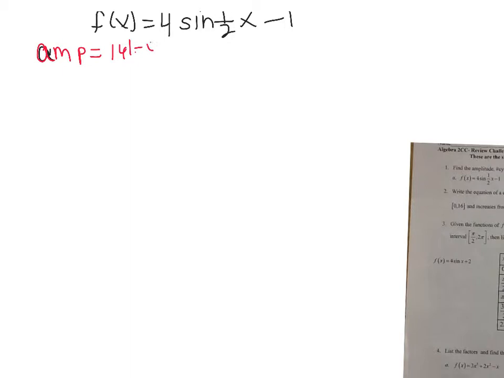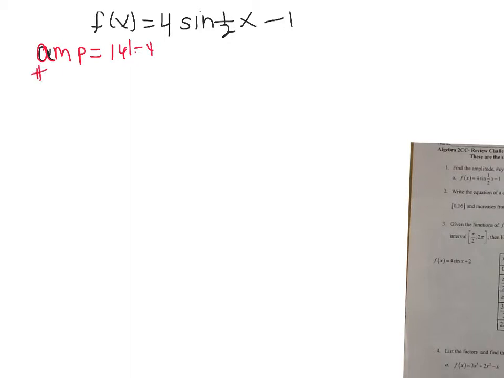Okay, so I have the equation f of x is equal to 4 sine 1/2 x minus 1. So let's write down our information. I'm going to write it right down here. So we have the amplitude is equal to the absolute value of 4, which is 4.